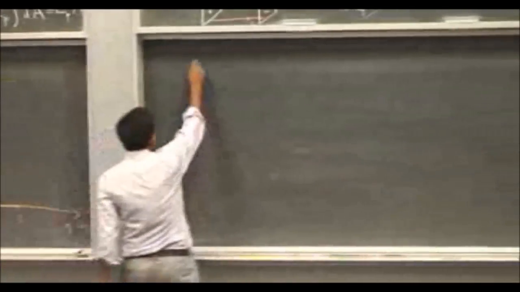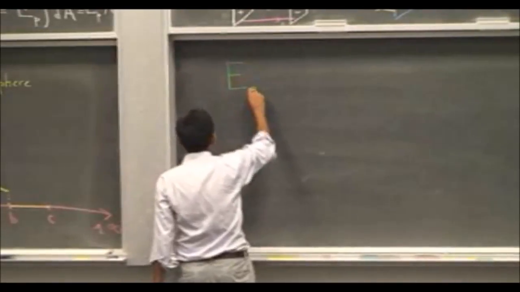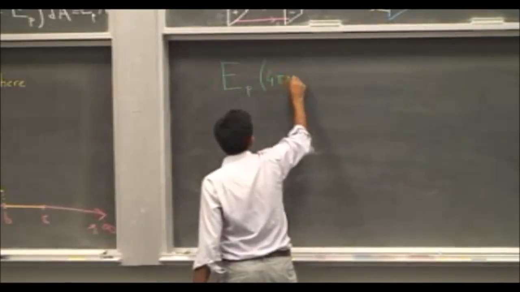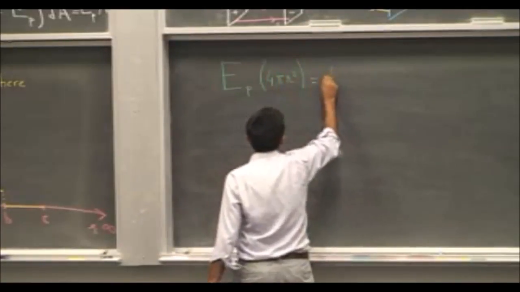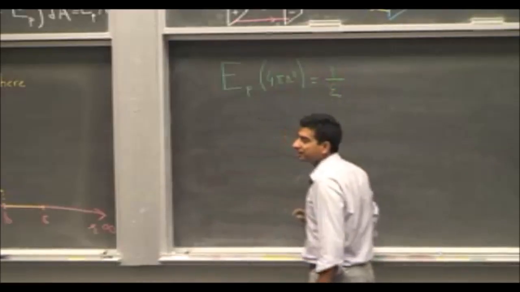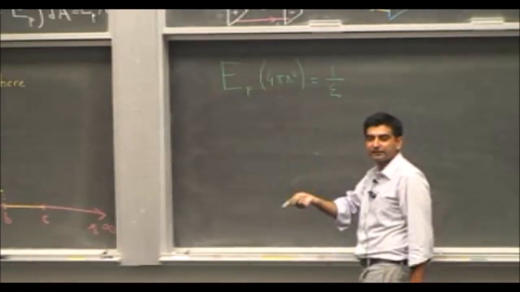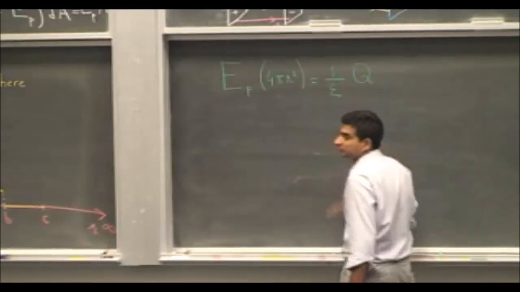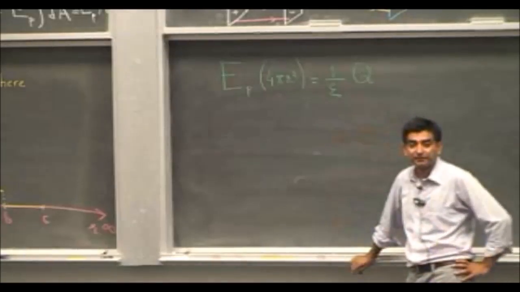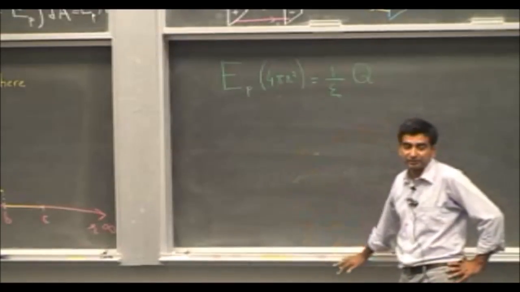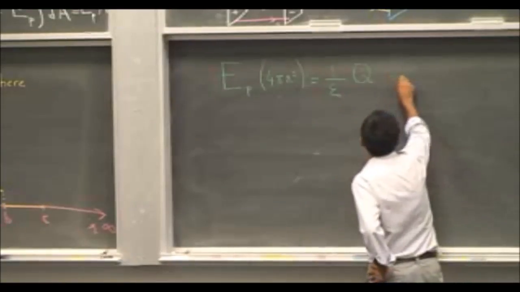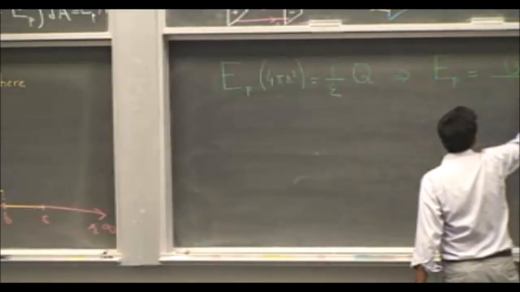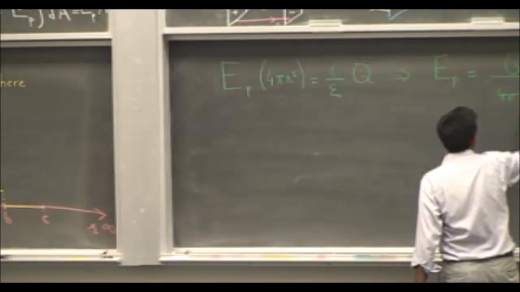The electric field at point P into the area of this Gaussian surface, 4 pi r square, must equal 1 over epsilon naught the charge enclosed. What's the charge enclosed by this dotted Gaussian surface? Plus Q. No matter where this charge is inside this Gaussian surface, the charge enclosed is Q, which means that EP is Q over 4 pi epsilon naught r squared.